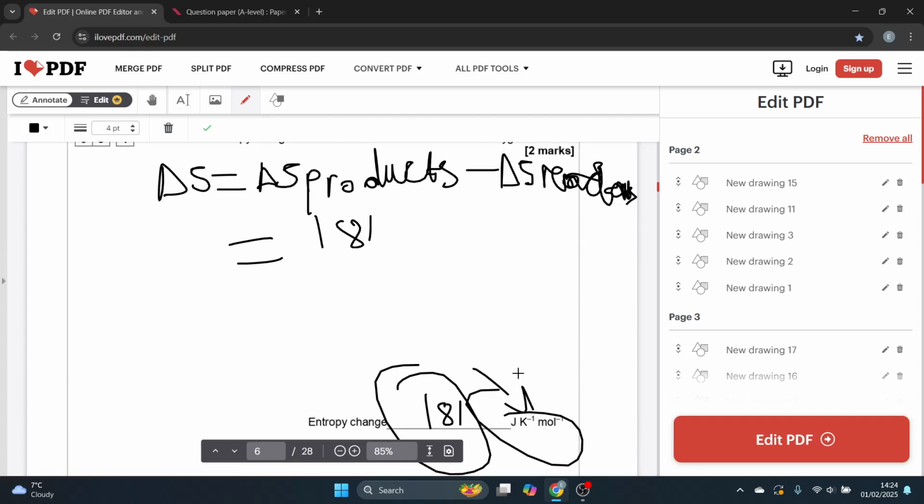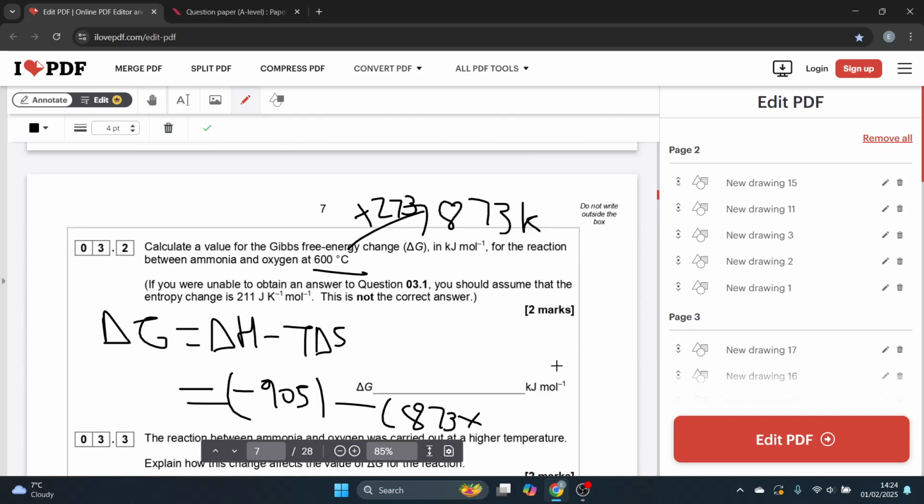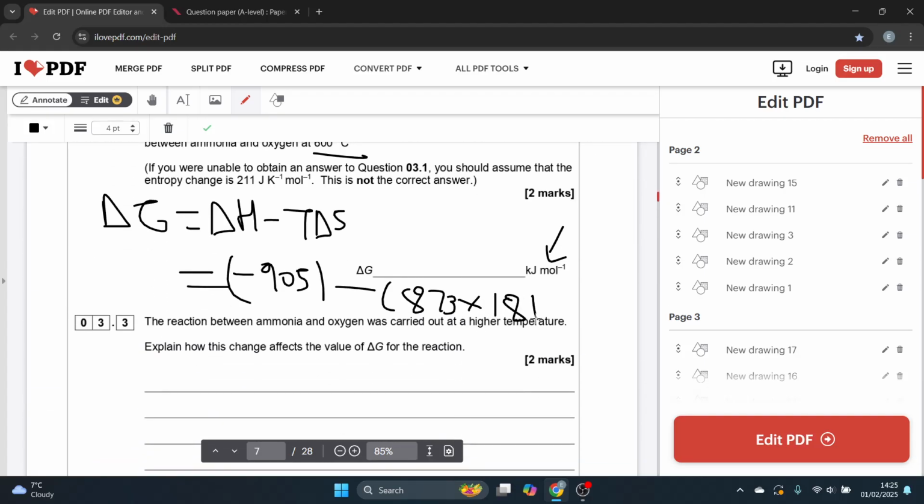But remember, delta S is in joules per kelvin per mole and I want the final answer in kilojoules. So I need to convert this joules into kilojoules, so it's going to be times 181 divided by 1000. Put that in the calculator, and I get minus 1063. So a lot of tricks for just 2 marks.